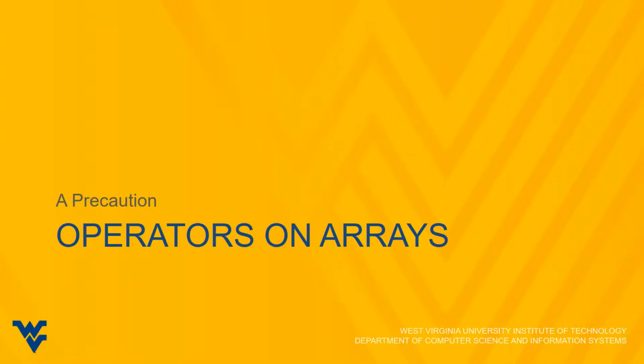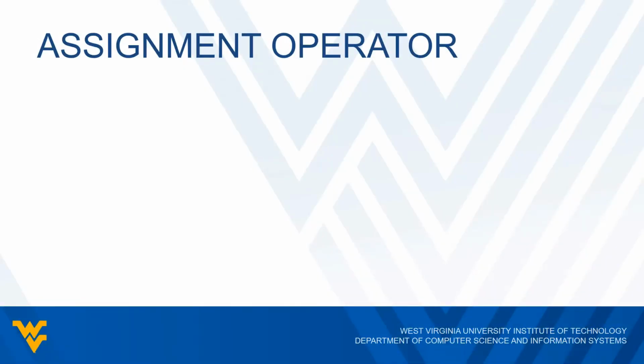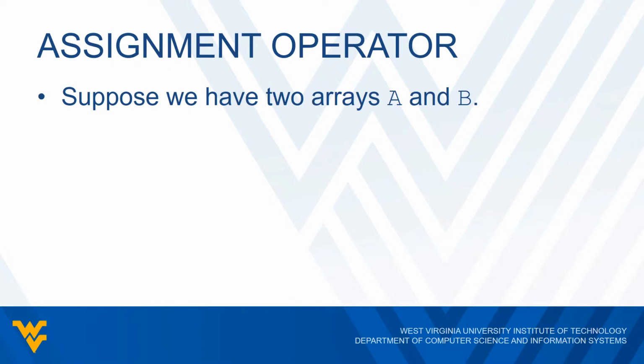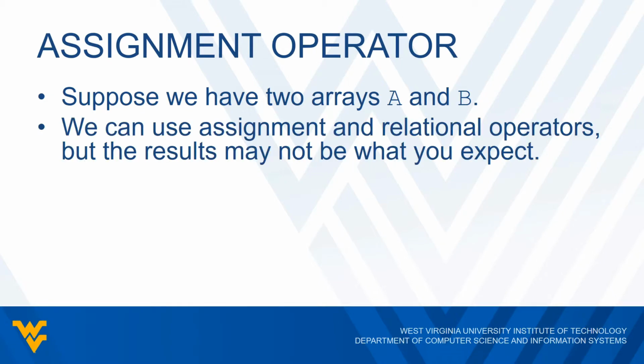We're now going to take a look at a precaution when dealing with certain operations on arrays. Let's say we have two arrays, A and B. Don't worry about the types. Let's just say we have two different arrays, and let's just assume they're the same type. We can use different operators on these arrays. So we can use the assignment operator, we can use relational operators, but we have to be really careful because the results may not be what we expect.